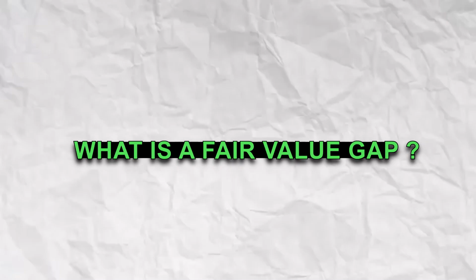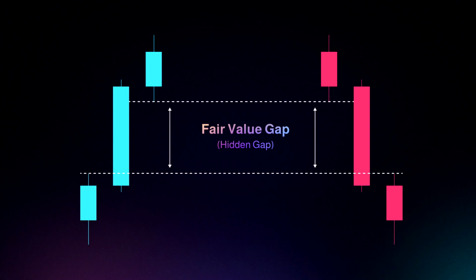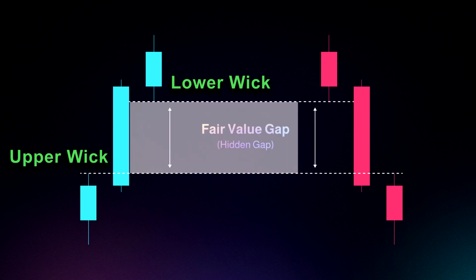So, what is a fair value gap? At its core, a fair value gap, FVG, represents the price imbalance between three consecutive candles on a price chart. Specifically, in a bullish scenario, when the upper wick of the first candle does not overlap with the lower wick of the third candle, the space in between is marked as an FVG.